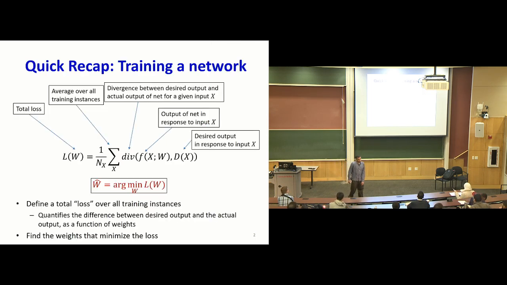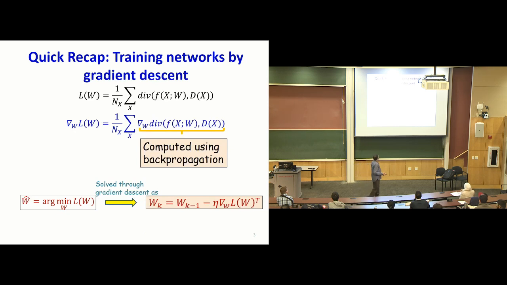So here's where we were. Quick recap, right? We saw that to train a network, we define a loss function, which is the average of the divergences of several training instances. And we do this using gradient descent, which is to say you start off with some initial estimate and then keep walking against the gradient. In order to compute the gradient, you have to compute the average derivative of the divergence with respect to the parameters over the training instances, and the derivative of the divergence for any given training instance is computed using backprop.